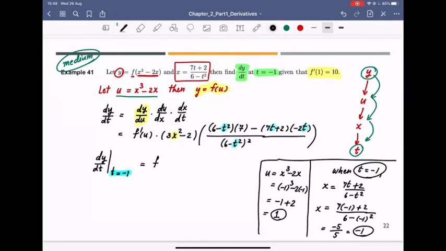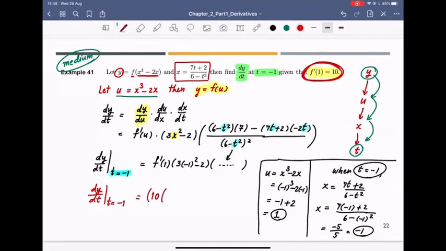So you use 1, and you plug in everything here. You're gonna have f prime 1, and then multiply 3 times negative 1 squared minus 2, and then multiply that thing here. Just lazy to copy that thing, but you can see that now your dy/dt, where t is equal to negative 1, is going to be f prime 1. It is given to be 10. So this is 10, and then 3 times negative 1 squared minus 2 is 1. And then that thing, you can compute it.